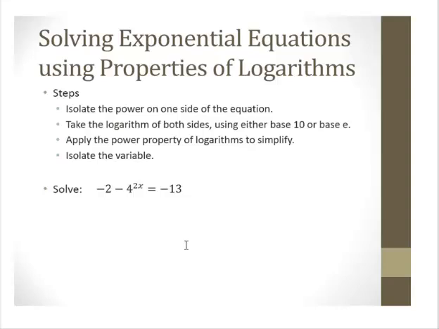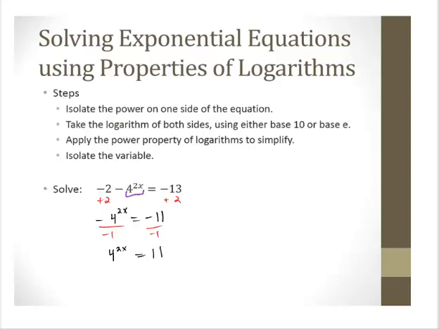Negative 2 minus 4 to the 2x equals negative 13. I want to isolate this 4 to the 2x. I will add 2 to both sides. So then the opposite of 4 to the 2x is equal to negative 11. I'll divide through by the negative 1. 4 to the 2x equals 11.